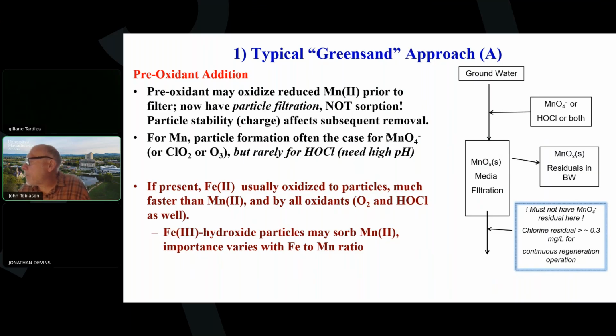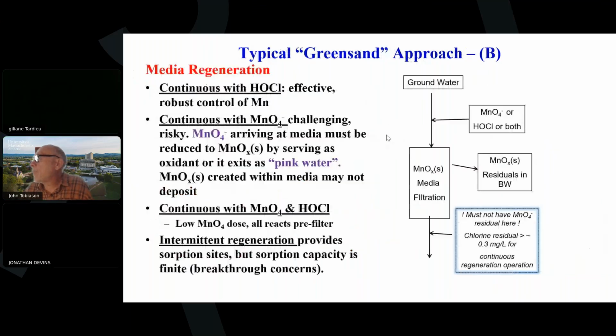And I have a note on the lower right about manganese oxide coated media and permanganate. You can't have permanganate leaving a filter, unlike free chlorine. It makes the water pink, and it precipitates later on as manganese dioxide. So, in my opinion, plants that add permanganate in front of a media filter like this and don't have problems, the permanganate is all reduced before it gets to the media filter and creates particles that, fortunately, get removed.